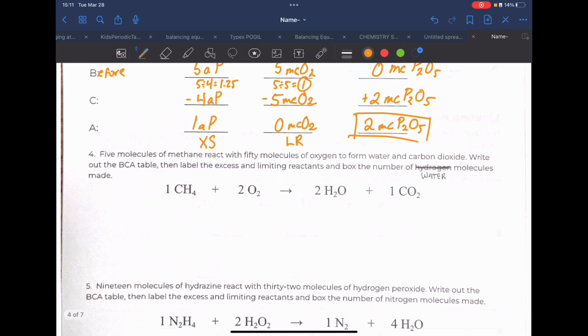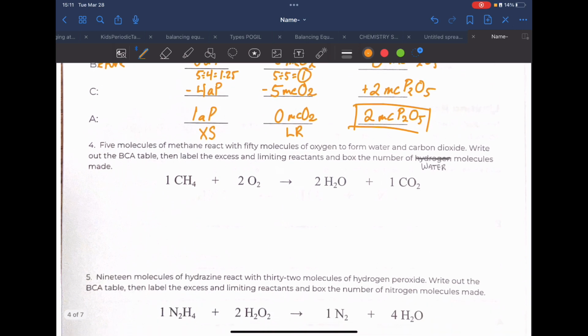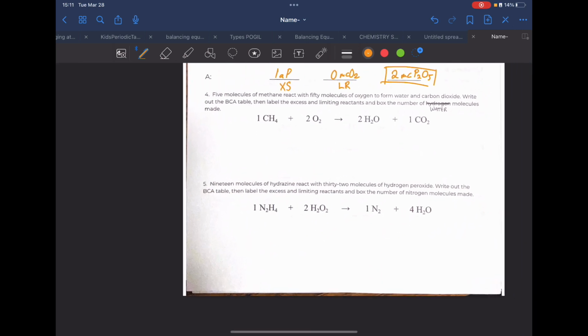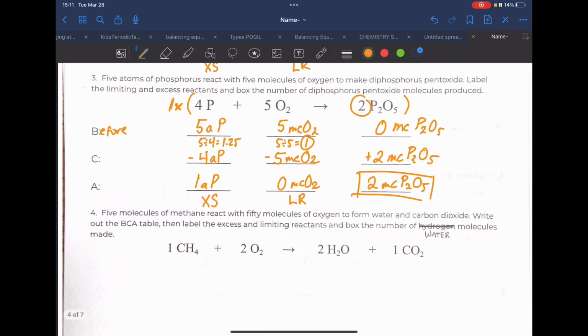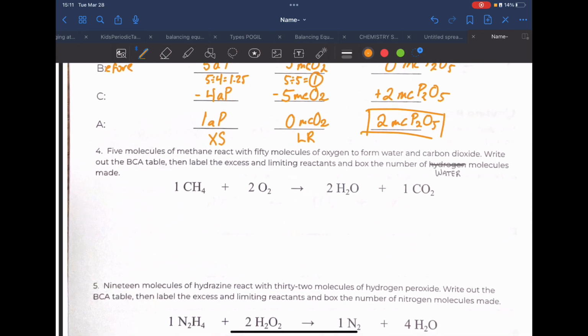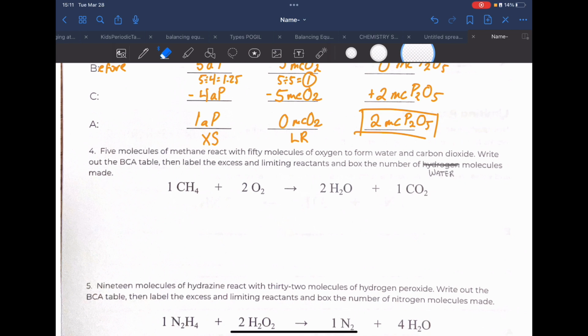Number 4, again, give this one a shot. You don't have your BCA table written. That's just because I got lazy, and they take up a lot of space to print. Not as much space when you just write them out. So you can write in your BCA table yourself.